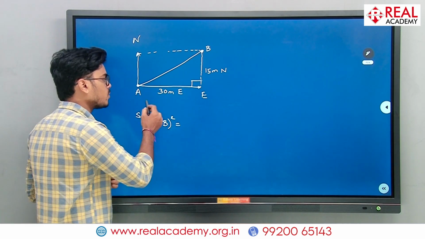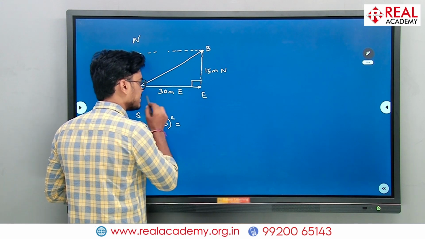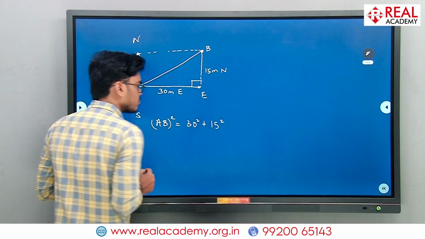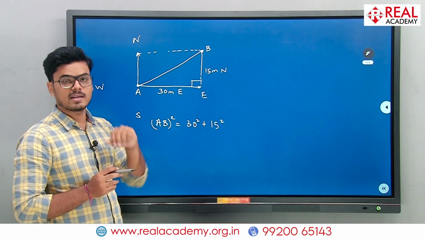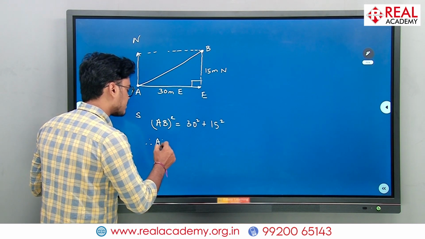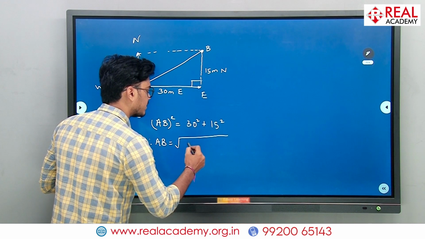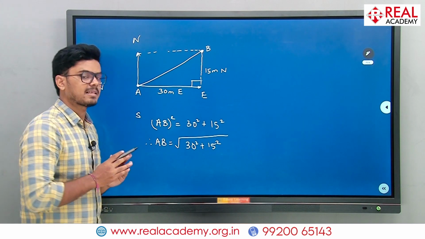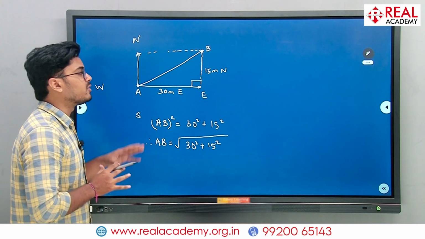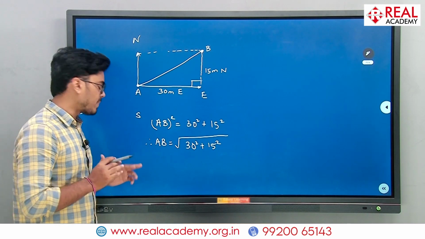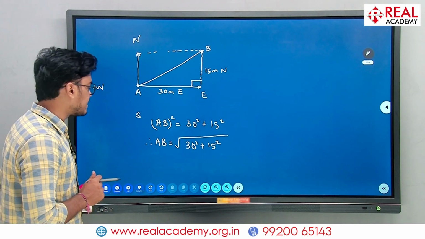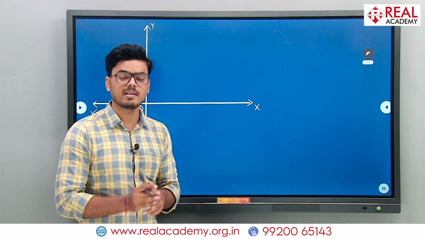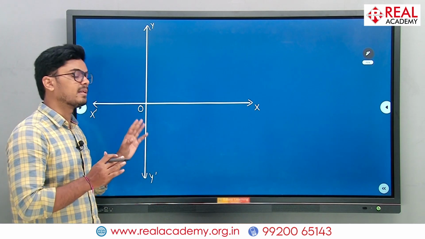Hypotenuse square is equal to sum of squares of the other two sides, which is AE square, that is 30 square plus 15 square. So the exact distance between your house and your friend's house will be square root of 30 square plus 15 square. Now the reason I gave you this example is distance formula can be derived using this example also. It's very simple. So by now you must have guessed the name is distance formula. The formula is used to find out the distance between any 2 points on the coordinate axis.